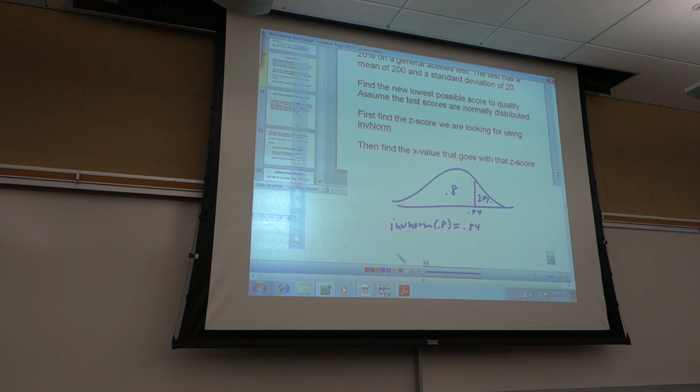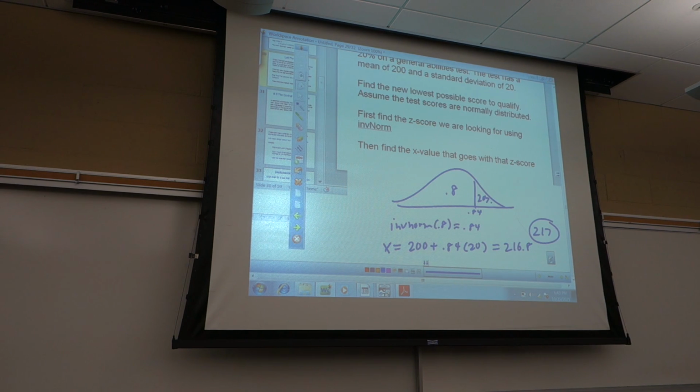And then you all did your x value is equal to the mean, which is 200, plus your z-score, 0.84, multiplied by your standard deviation of 20, and got 216.8, so 217. Good? Yeah. All right, great.